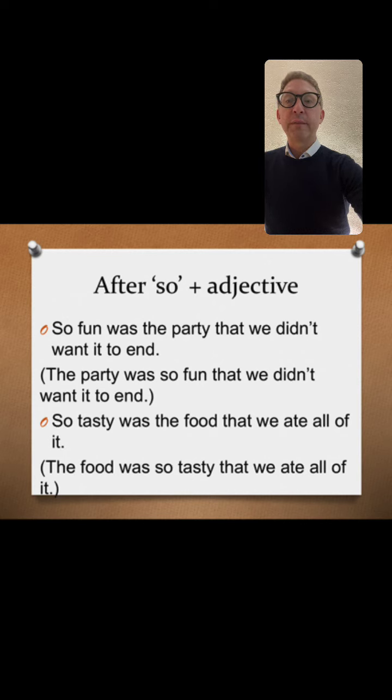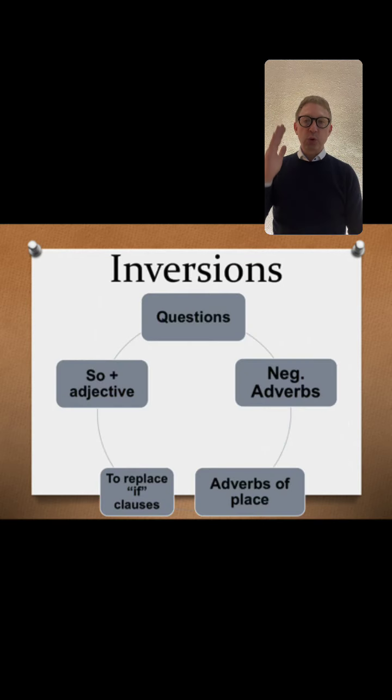All right, let's just recap very briefly our inversions. We can use them with questions, with negative adverbs and restrictive expressions, which we looked at here, and you can look at again. I will upload this onto Instagram and to YouTube. We can do adverbial expressions of place, and we can replace if clauses, conditional clauses, as well as use the so plus adjective. These are the 5 or 6 main ways we use inversions in English.